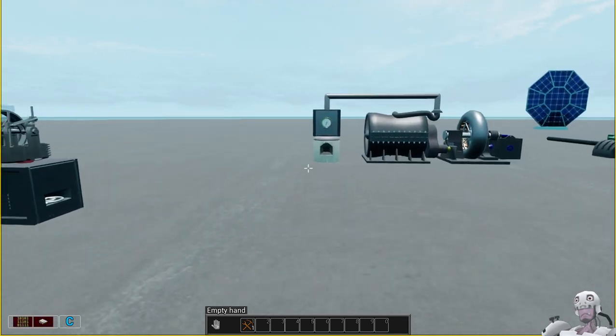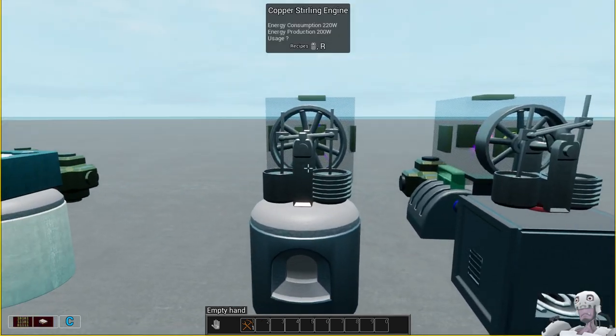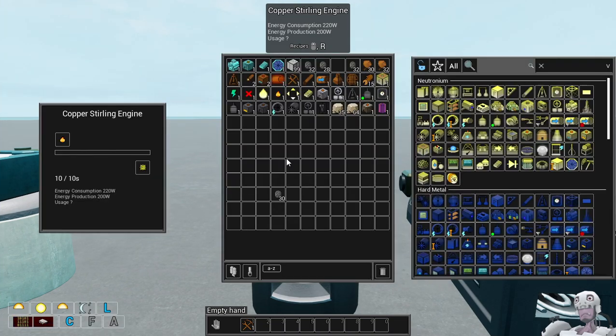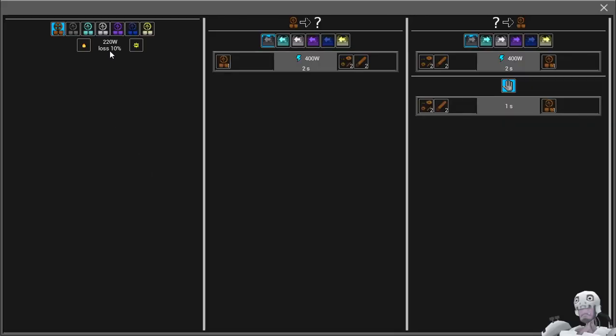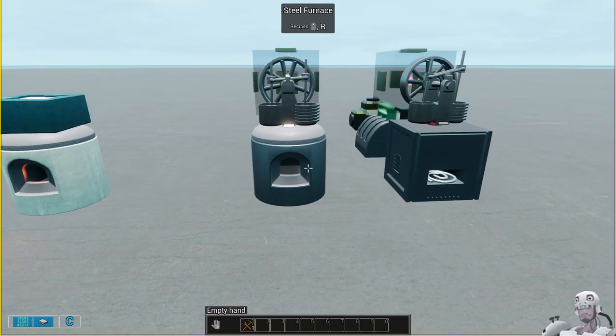On the other side of that, we have converters. In this case, the steam engines here. They take one resource and convert it into another one. Like a steam engine, it will take heat and convert it into kinetic energy. However, there is a loss here. It has a 10% loss. So for every 1000 heat we insert, only 900 heat is going to come out.